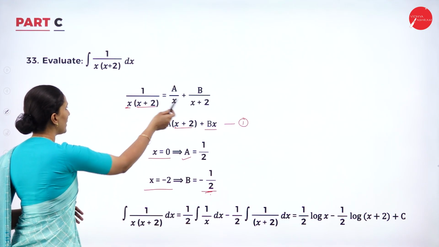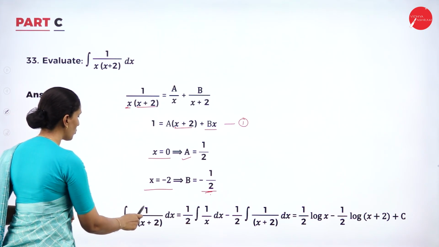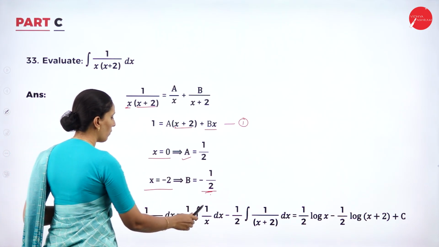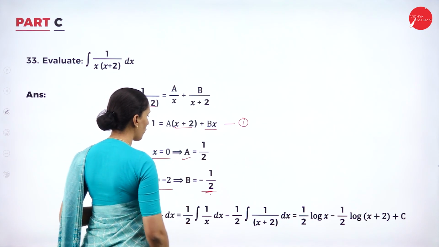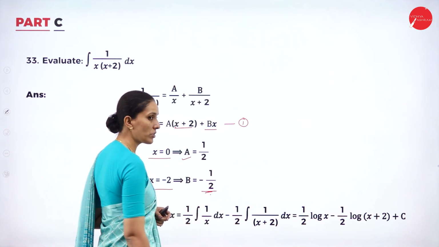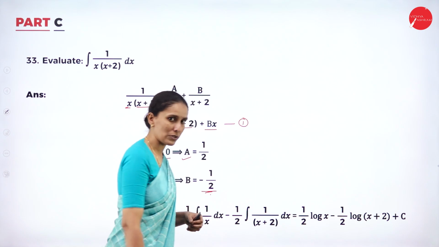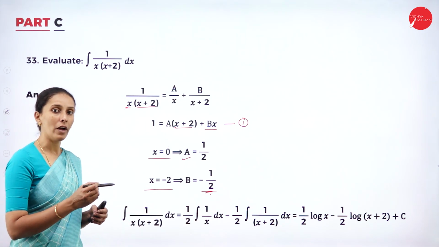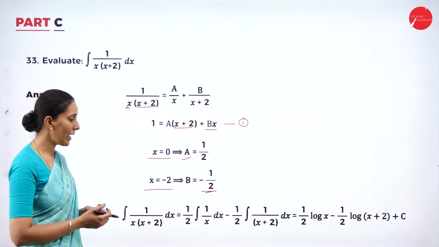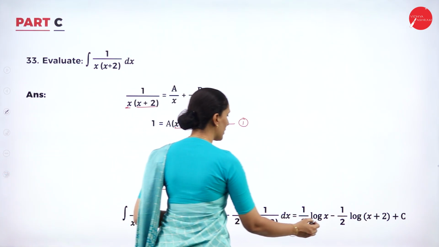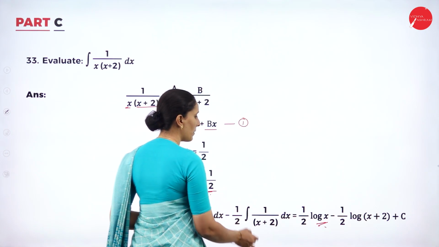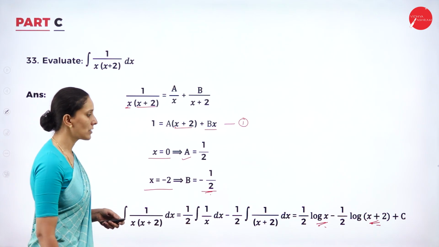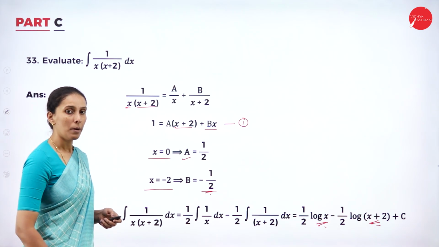Now, you apply integration on both sides. So, we will get the integral of 1 by x into x plus 2 dx. A is half, I will take it outside, and I will get 1 by x. Similarly, in the place of b we have minus half, I will take it outside the integral, and we will get 1 by x plus 2. The integral of 1 by x is log x. Similarly, the integral of 1 by ax plus b is 1 by a log ax plus b. So, 1 by x can be written as log x and 1 by x plus 2 can be written as log x plus 2. Therefore, the answer is half log x minus half log x plus 2 plus c.